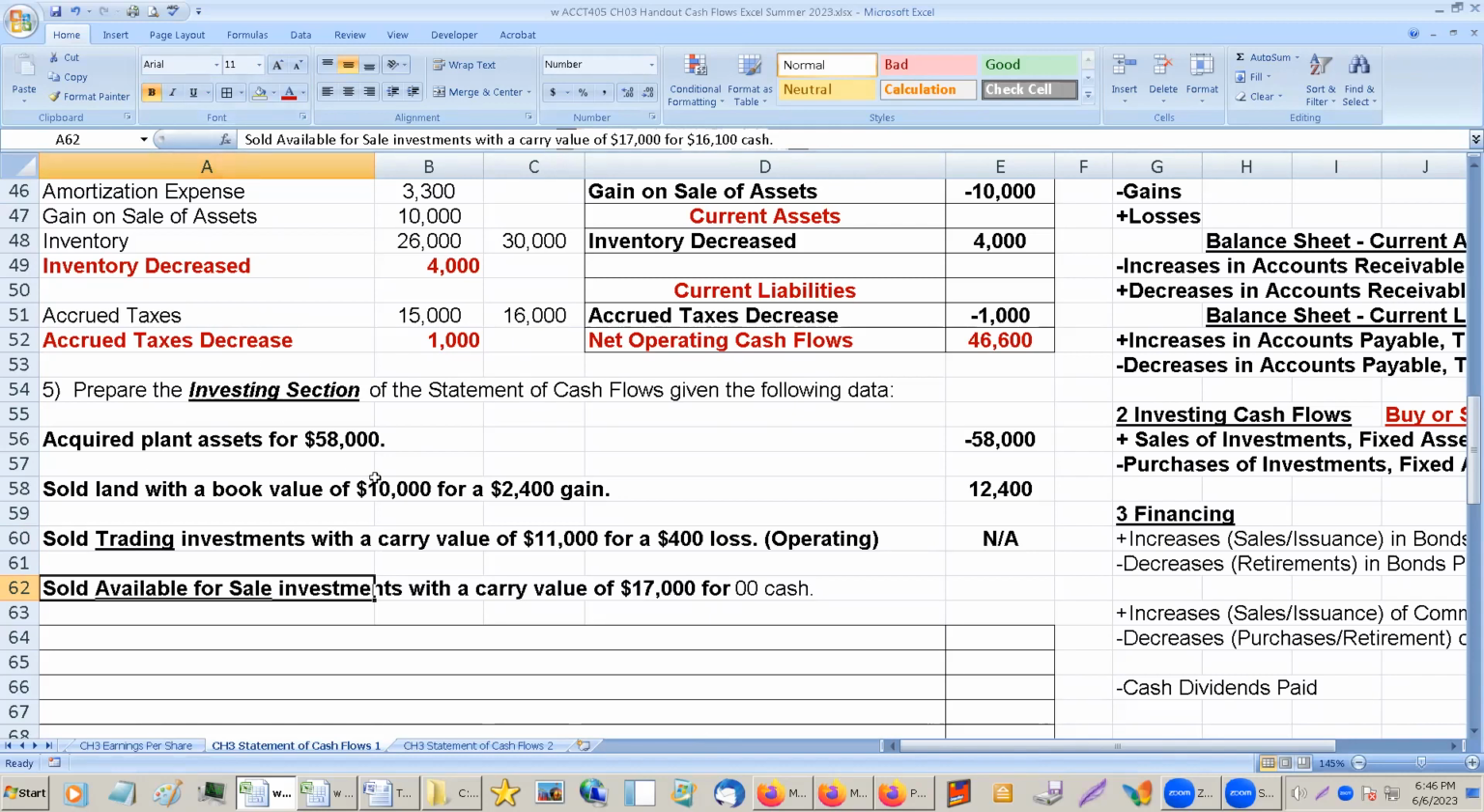Now these we are going to put in the section. Were sold for $16,100 cash. Okay. So how much cash do we get?